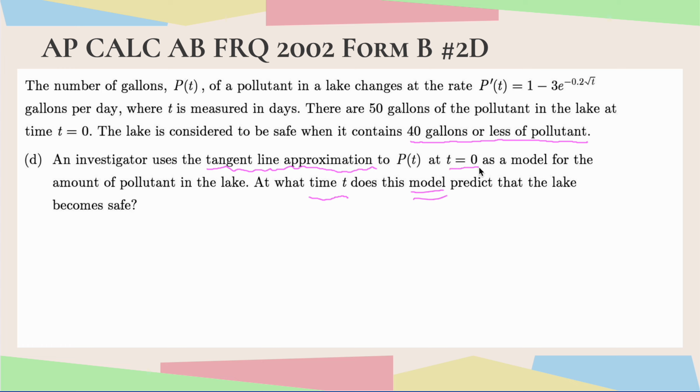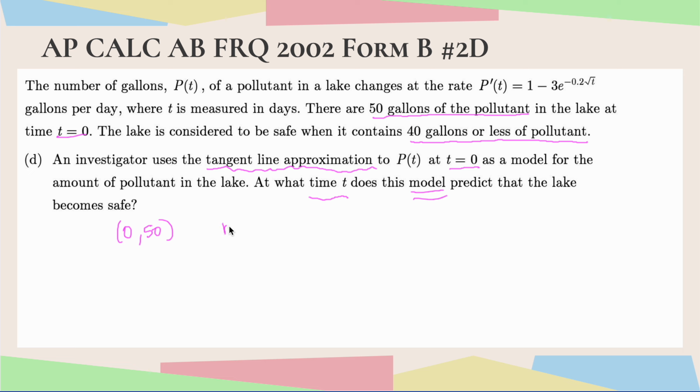We know that t equals 0 is the input value that we're looking for. And we also know that we're starting with 50 gallons of pollutant at time equals 0. So that gives us our point, which is (0, 50). Now we need to get the slope, right?